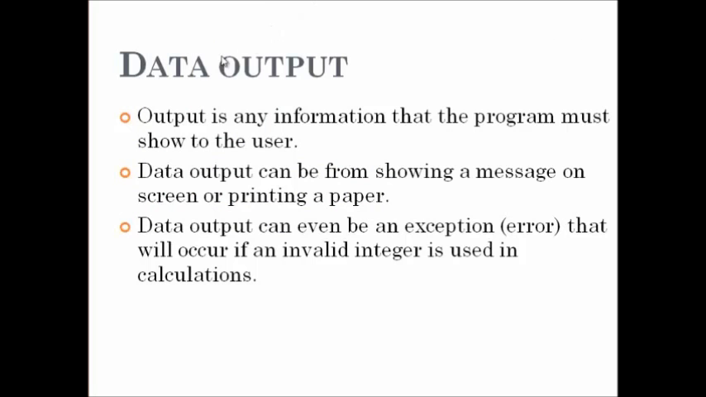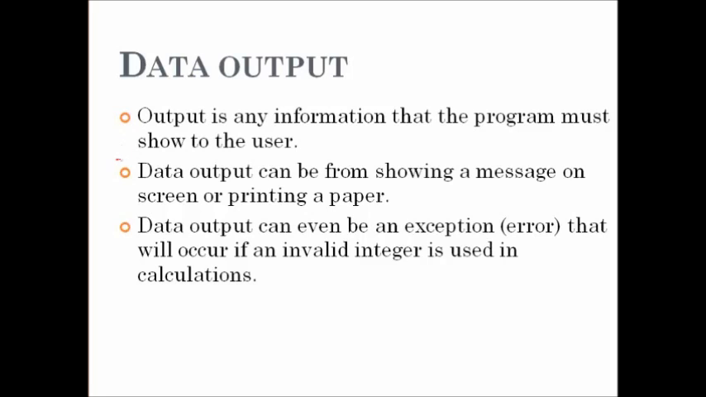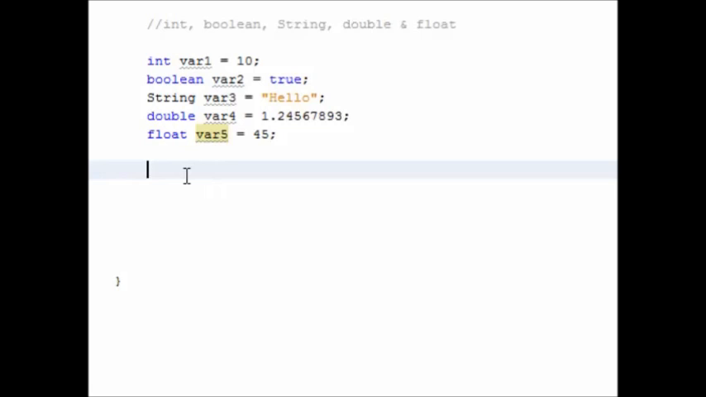Now we are going to talk about the data output. Output is any information that the program must show to the user. When we talk about data output, it means that the computer is going to show some information or data to the user. To do that, we are going to use System.out.print or .println. Either of them is useful.